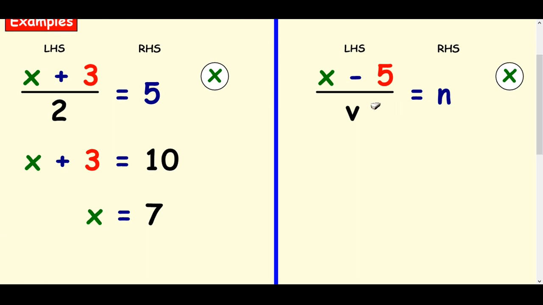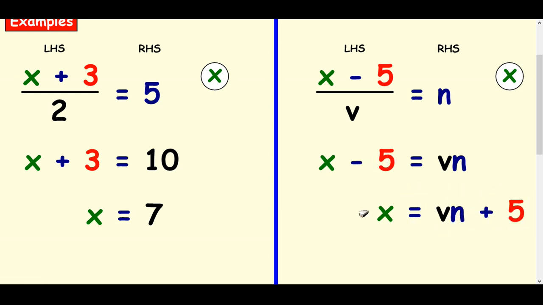Let's try the same idea with mainly just letters. So similar technique. Try and get rid of the divide by v first. So do the opposite. To get the v to the other side, you need to multiply. Now you can write n times v or v times n. It means the same thing as this. And to finish off, I need x on its own. So what's the opposite of take away 5? Well, it's add 5. And you're finished.